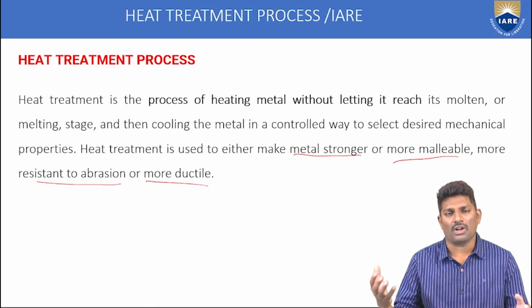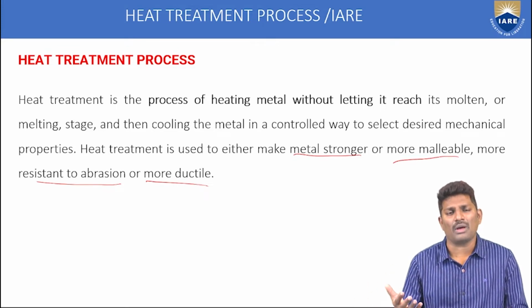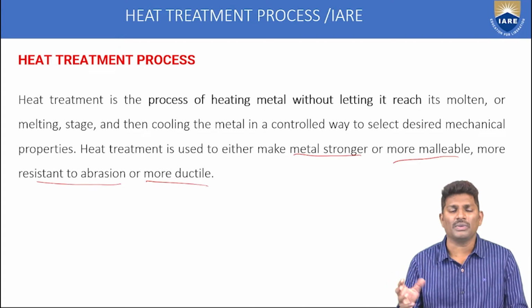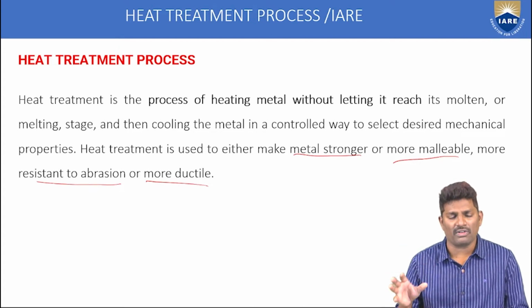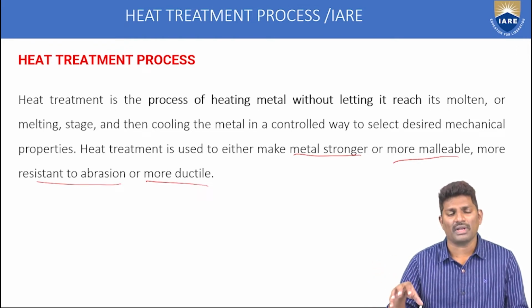What raw material are we getting from the industries? This raw material has to be converted into one shape, some geometrical shape. How do we achieve the geometrical shape? First of all, we have to do the heat treatment process to enhance the mechanical properties inside the material.